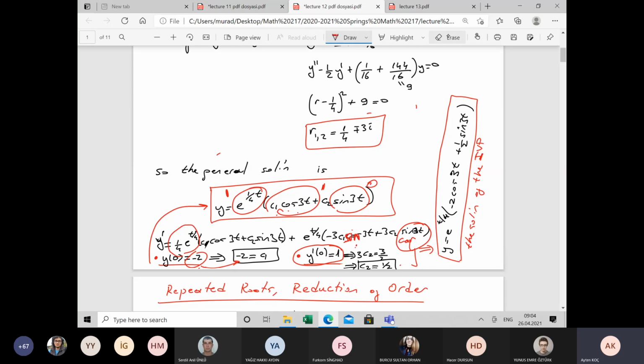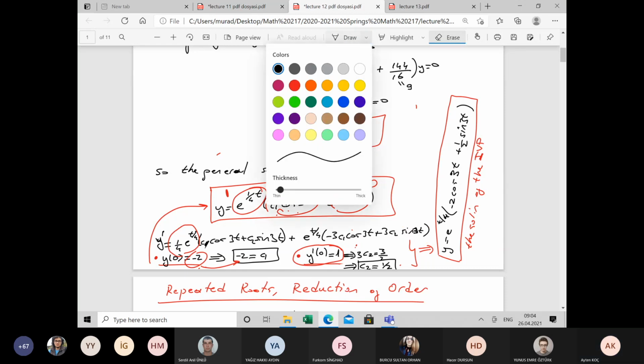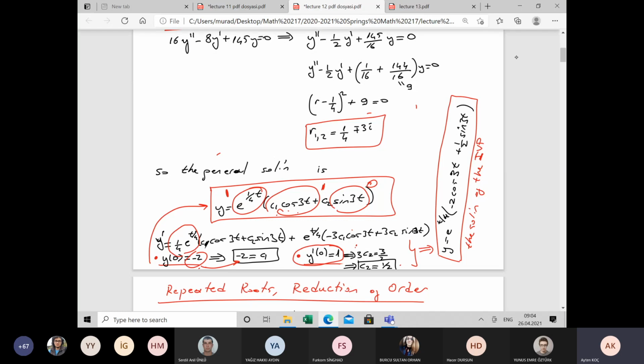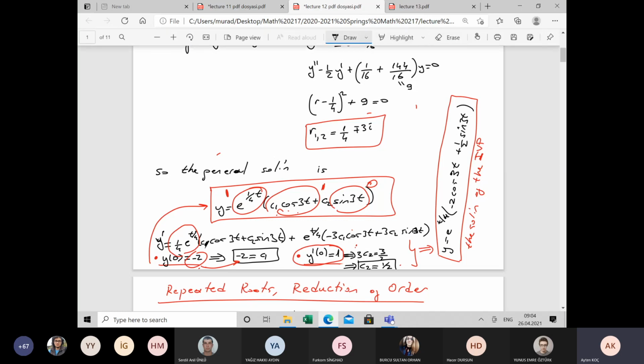Yes, there's a typo here because it is not possible to get the same solution. This one should be sine t, C1, and the derivative of sine t is cosine t, and we substitute t is 0.